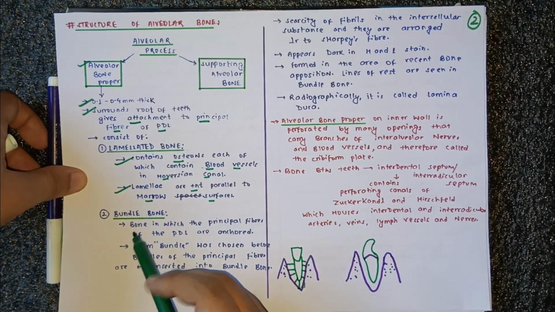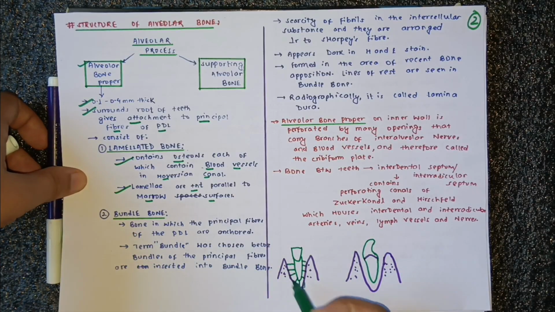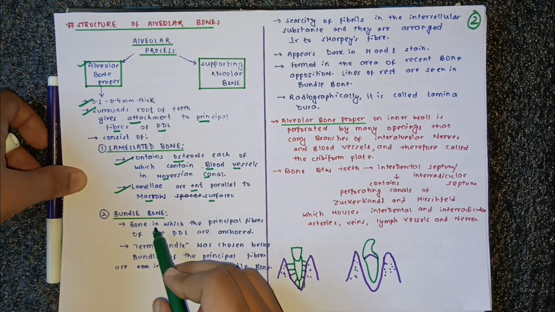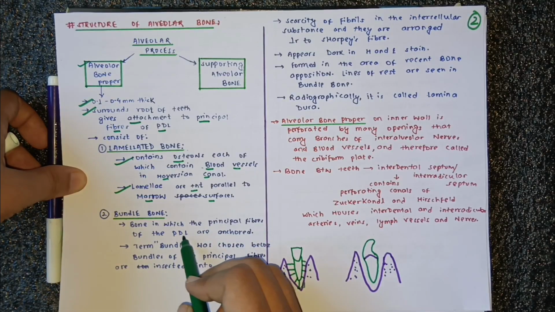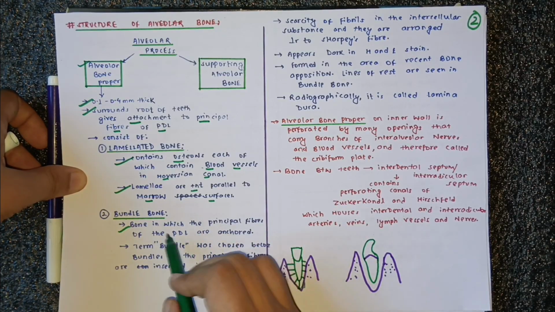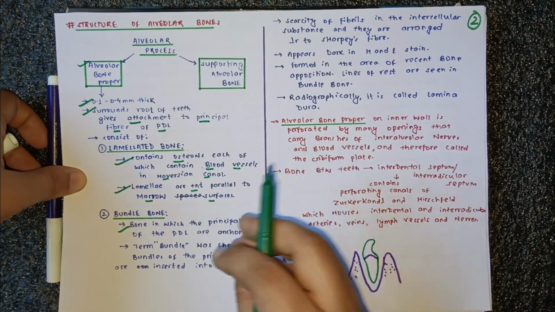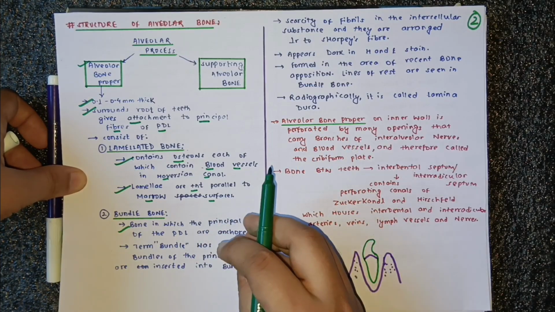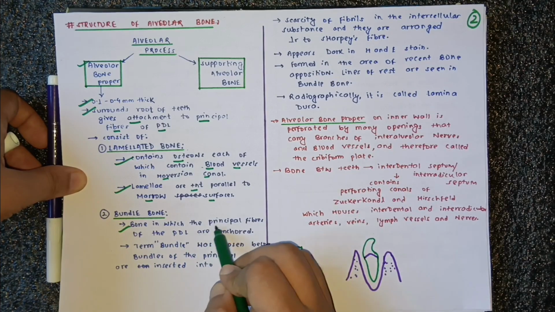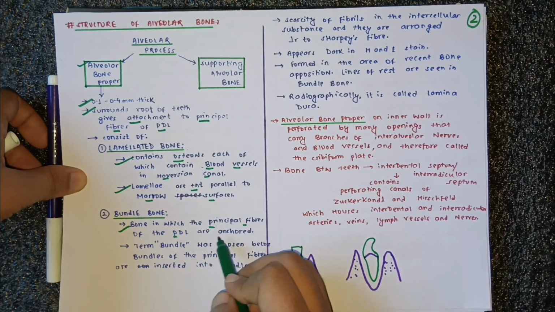And also the other type of bone, that is bundle bone, is also present in this alveolar bone proper portion of the alveolar process. So that is the bundle bone: bone in which the principal fibers of the periodontal ligament are anchored. Those are the actual alveolar bone proper, which assists in the attachment of the periodontal ligament.